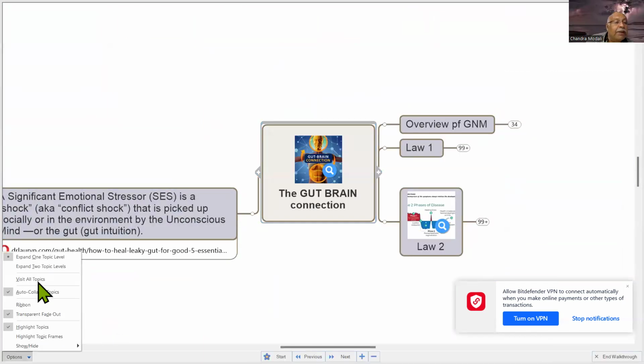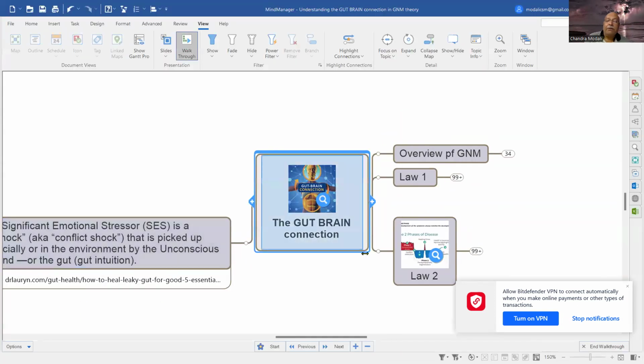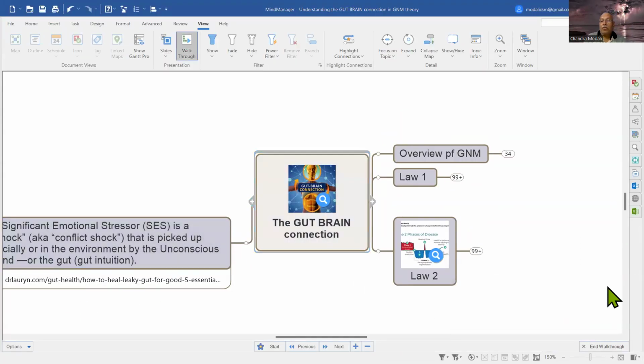See, instead of jumping out and all that, ribbon. Yeah. Okay?